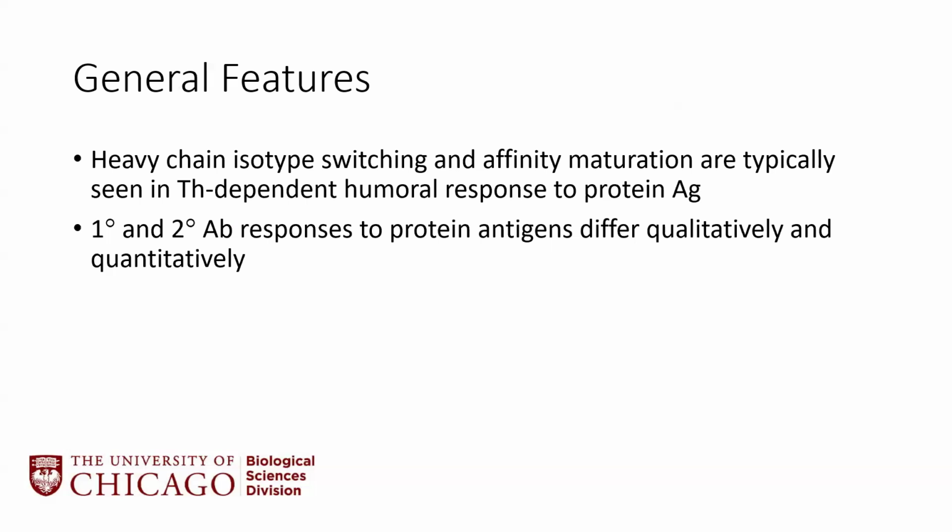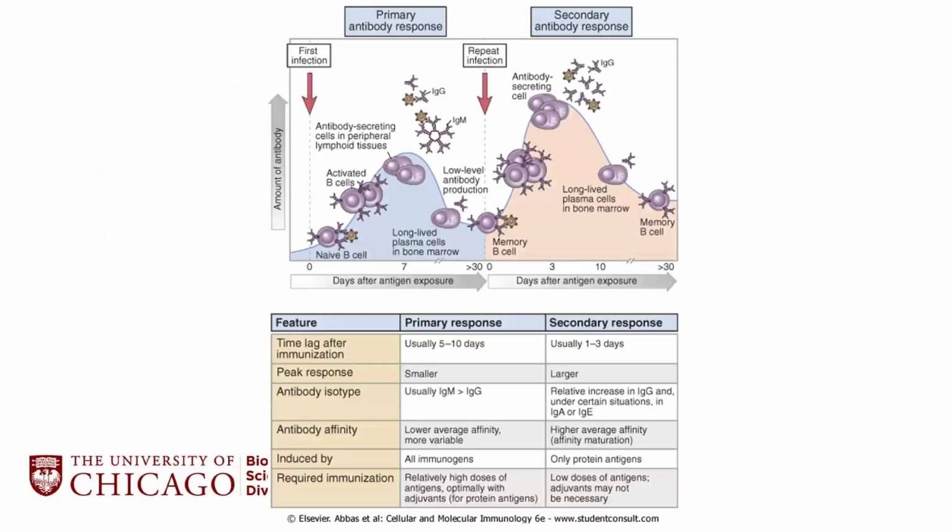The primary and secondary antibody response to protein antigens will differ qualitatively and quantitatively. So that primary response, which I think we're going to see here, is not as robust and it's a bit slower compared to repeat infection. That secondary antibody response, where you already have a memory B cell, you get a very robust and early response, and sometimes can actually prevent symptoms altogether.